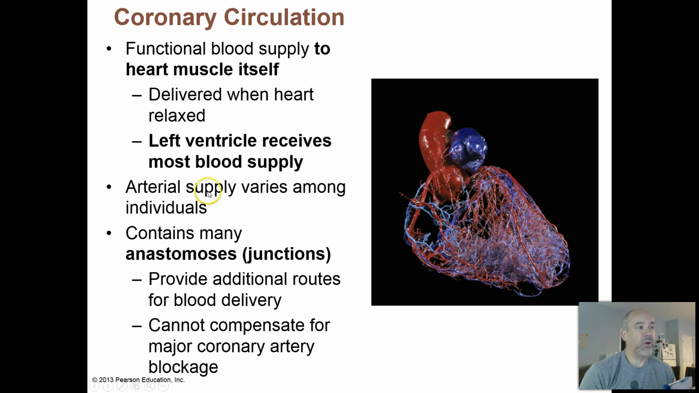The amount of arterial supply varies among individuals. That just means that for the blood vessel networking that you have, yes, there are some major arteries and major veins that we all have in common, but then there are some individual differences as you get into some of these smaller ones that extend all throughout the walls of the heart.